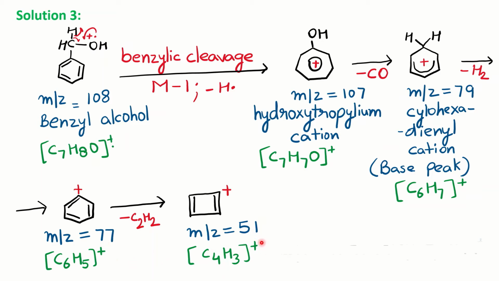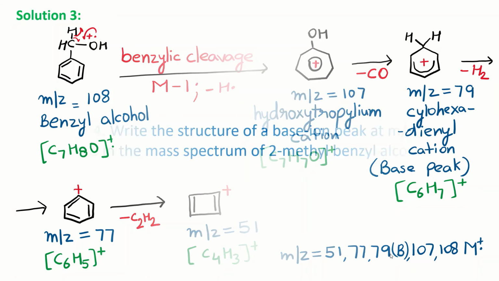All these peaks you can see in the mass spectrum of benzyl alcohol. 79 is marked as B for base peak. 108 is the molecular ion peak, which will be a strong peak in aromatic alcohol. 107 you can see as a strong peak. Mostly all the other peaks are small. The strongest peak is the 79 peak, which appears as the base peak.